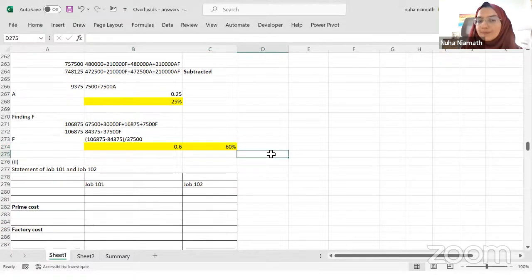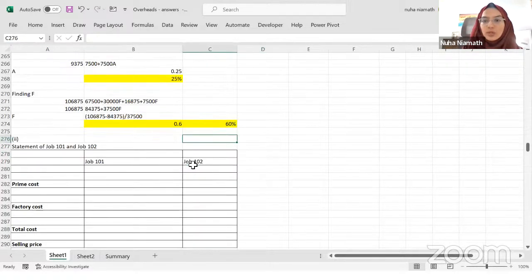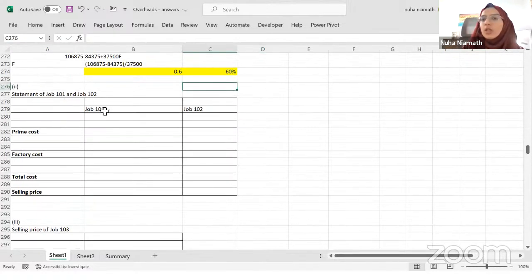All good so far? Shall I proceed? Any questions, any doubts? Thank you, Sana. How about the others? Okay, great. So now the question is very simple. We just have to find the cost sheet for job 101 and 102.